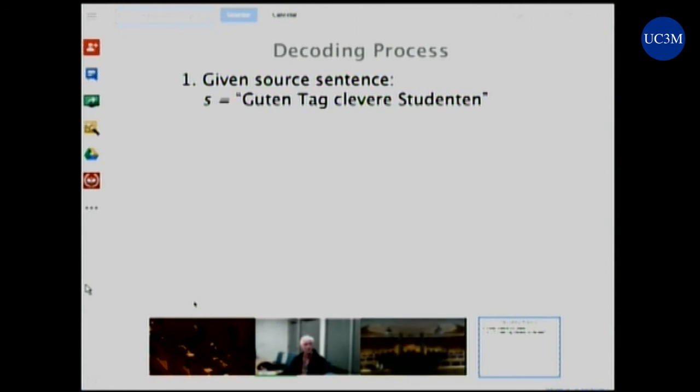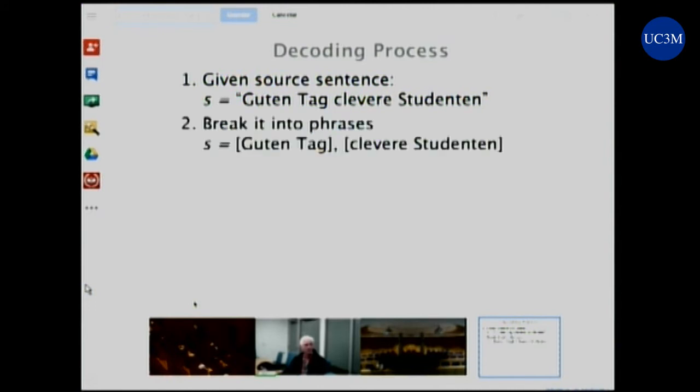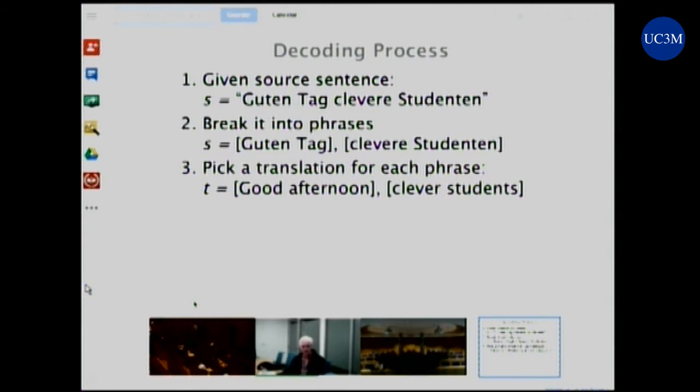German to English. So we're given the sentence, Guten Tag, clever Studenten. And then we want to break it into phrases that we've already seen before. Say we've seen the phrases, Guten Tag, and clever student. And then we pick a translation for each phrase, good afternoon, clever students.